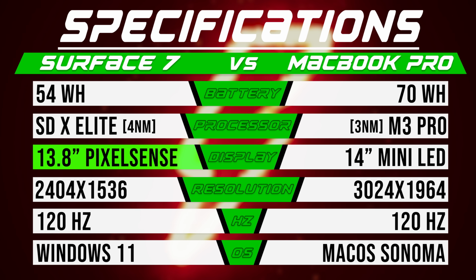The Surface, on the other hand, has a slightly smaller screen size while pushing 40% fewer pixels. But at the end of the day, it's gonna come down to those chipsets. Is the new era of Windows laptops finally here? Or will the MacBook remain in a league of its own?